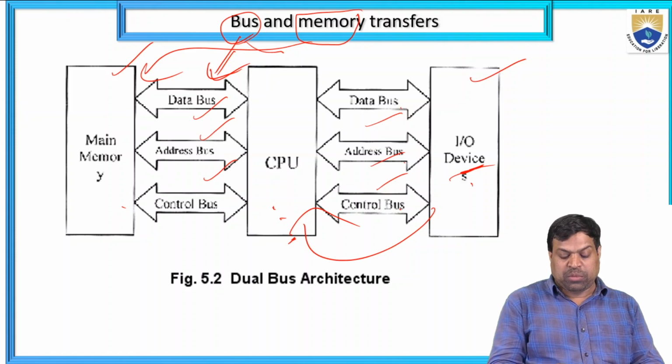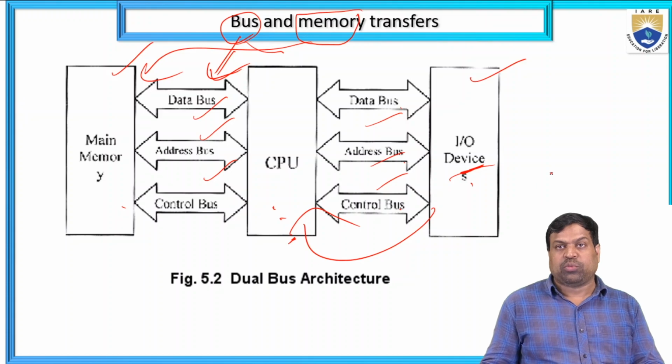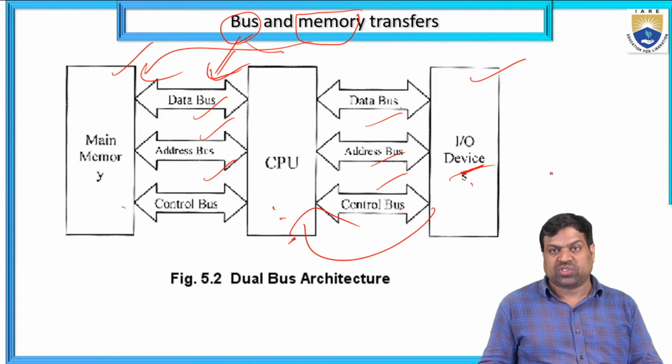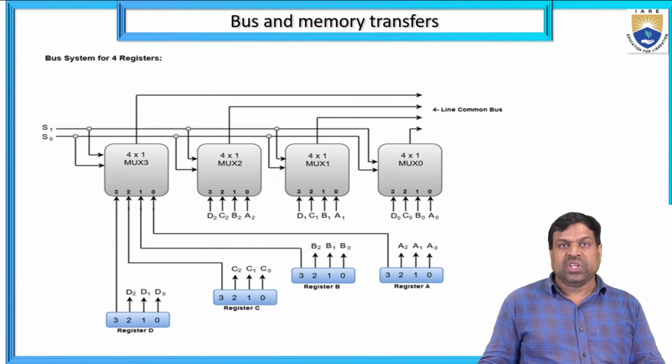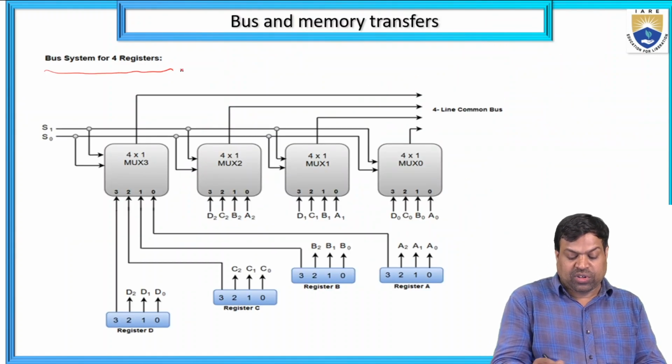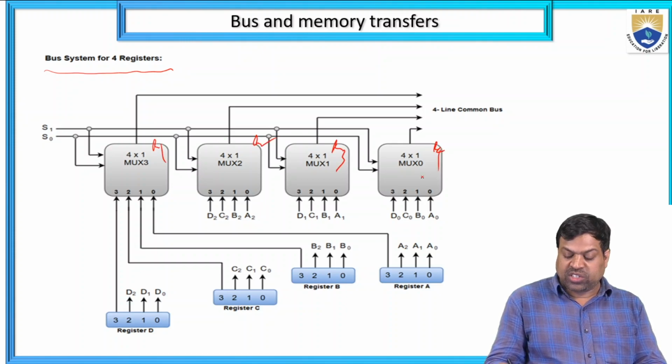So main memory to the CPU uses data bus, address bus and control bus. CPU to input output also uses data bus, address bus and control bus. This is the dual bus architecture. Here is another example of a bus system for 4 registers: register 1, register 2, register 3 and register 4.